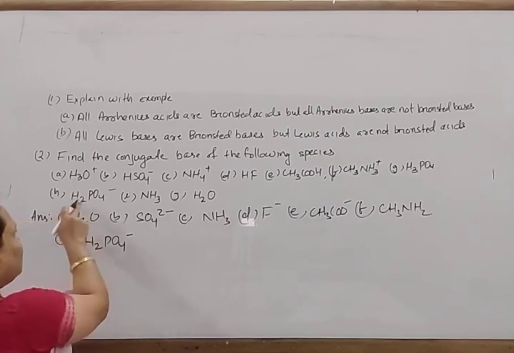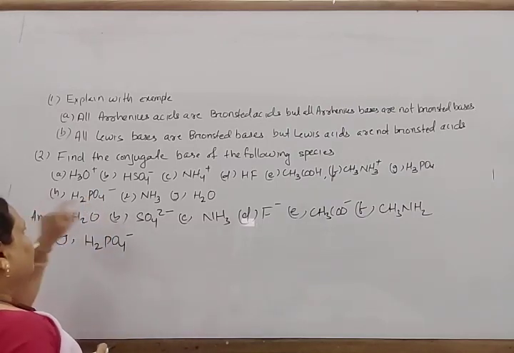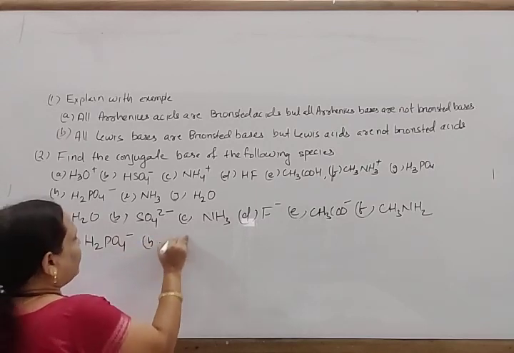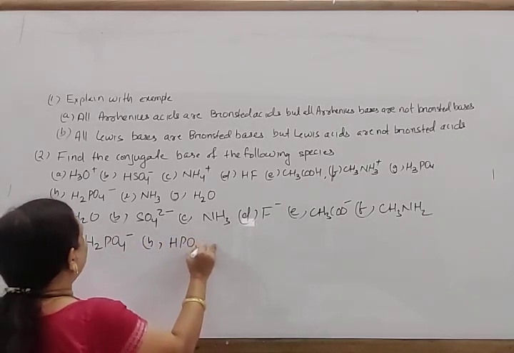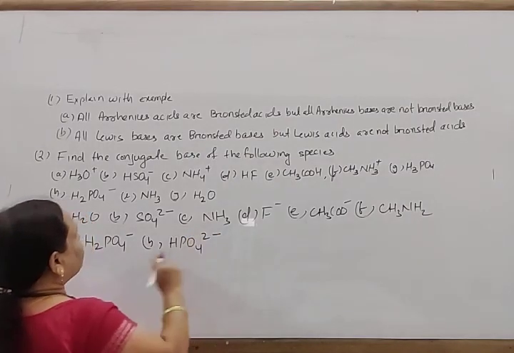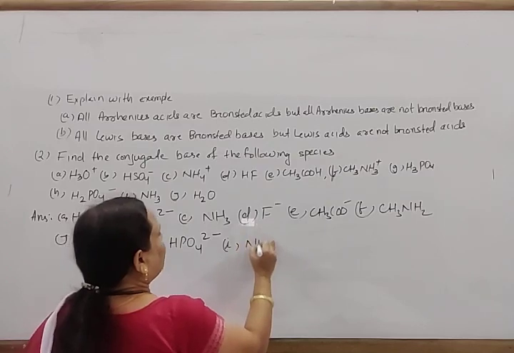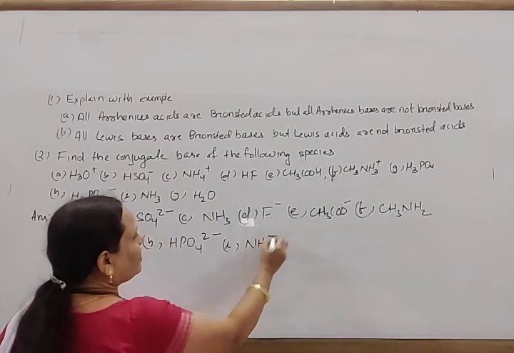Okay, and from H2PO4 minus remove one H plus ion to get the conjugate base. So the formula is HPO4 2 minus. And from this NH3, remove one H plus ion, the formula is NH2 minus.